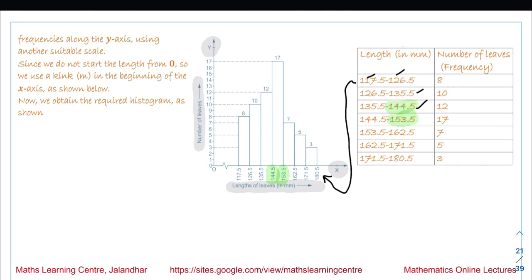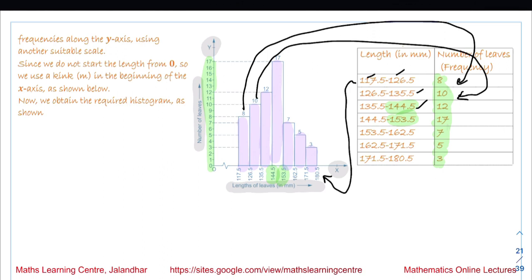And for the number of leaves, the minimum value is 3 and the maximum value is 17. So we have marked these points on the y-axis. Now corresponding to these values we have drawn the rectangles: 8, then 10, then 12, then the height is 17, then 7, 5 and 3. These values we have drawn corresponding to these frequencies and intervals, and we obtain the histogram in this form.